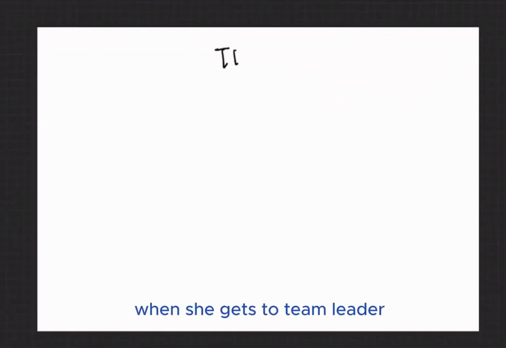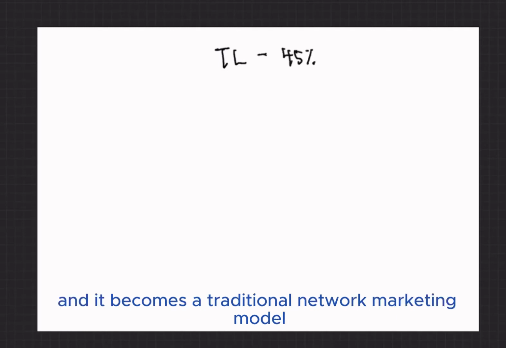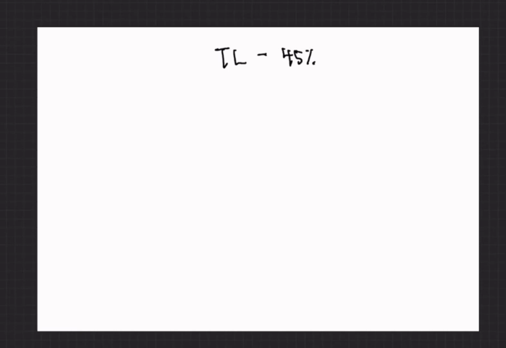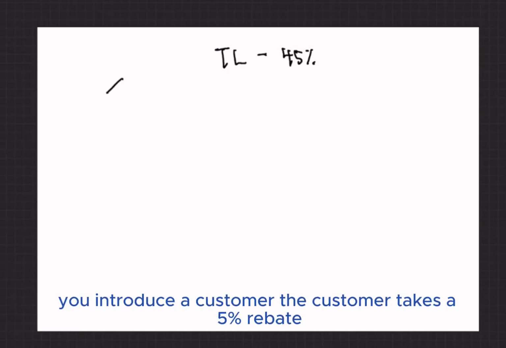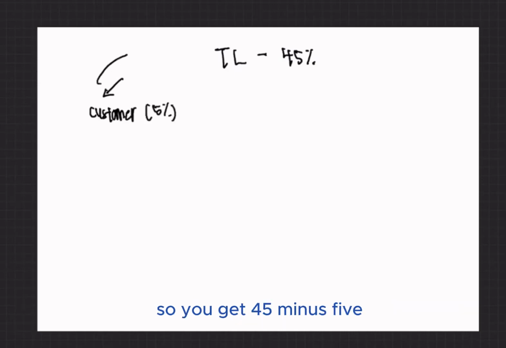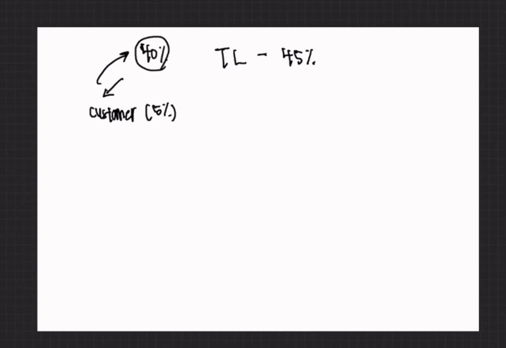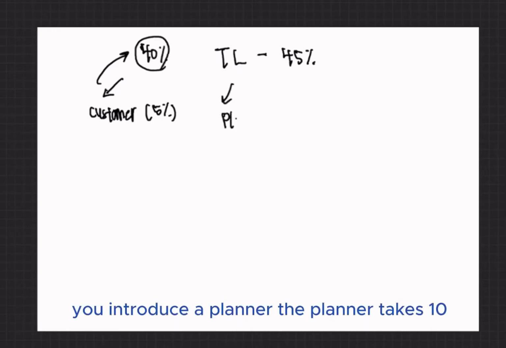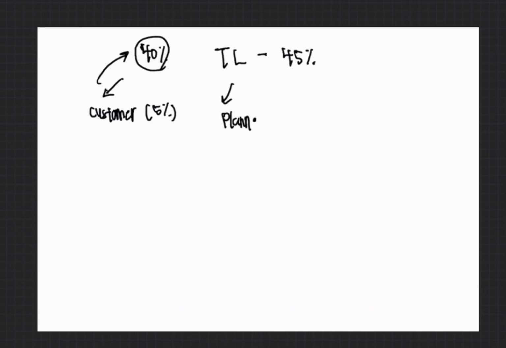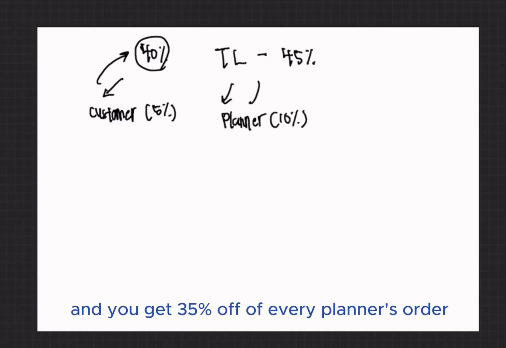Once you get to team leader, your commission jumps to 45% and it becomes a traditional network marketing model. So it's the same kind of math. You introduce a customer, the customer takes a 5% rebate, so you get 45 minus 5, 40% off of every customer order. You introduce a planner, the planner takes 10, then you do 45 minus 10, and you get 35% off of every planner's order.